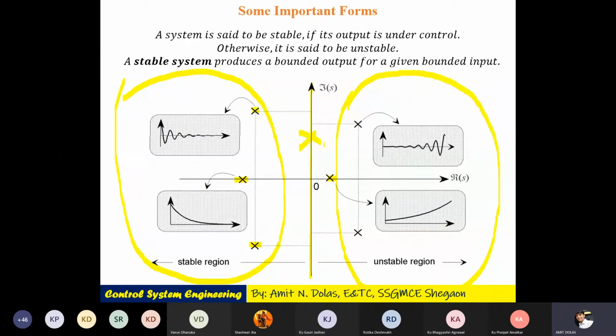What happens if a pole is present here and here? What happens if a pole is present at the origin? That will be discussed later. And what if there is a repeated pole? Suppose one pole is at -2 and another pole is located at the same -2, then what happens? That we'll learn in further PPTs. So please just remember, according to the S plane, how to define stability, that we have seen.